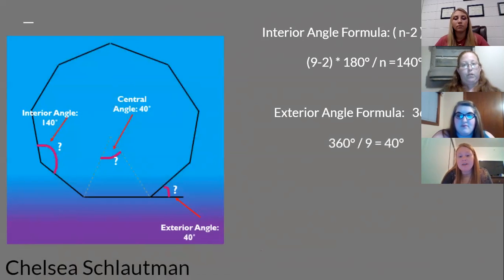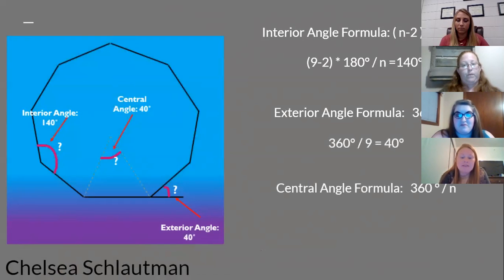For the exterior angle, the formula is 360 degrees divided by the number of sides. Again, 9 is the number of sides. We insert that in the formula, and we get 40 degrees for the exterior angle. The central angle formula is the same as the exterior: 360 degrees divided by the number of sides. Plug in that 9, and we have 40 degrees for the central angle as well.